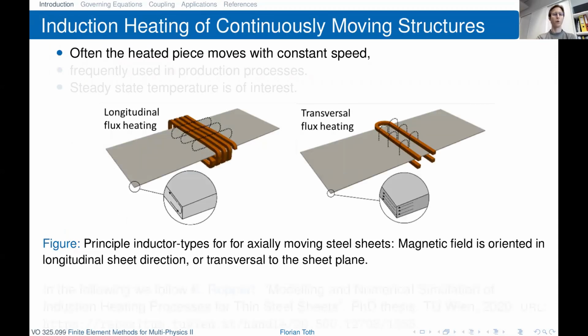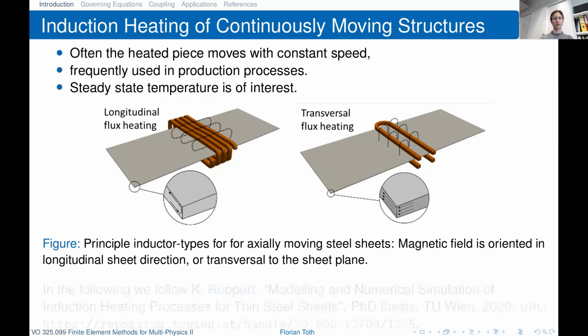We'll now look at some special induction heating processes, in particular for continuously moving structures. So often the heated piece moves with a constant speed. In this case, we have a thin steel sheet here, and it's moving at constant speed through the inductor. It has a low temperature before the inductor, and here we induce heat by the eddy currents, and we want to have a target temperature after the inductor, for example, in a production machine where we have to heat up the steel sheet, which acts as a tool.